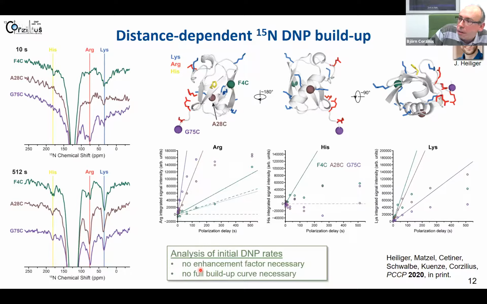And this is an advantage because the enhancement factor always needs the acquisition of an off signal. And the off signal takes a tremendous amount of time. And often it's just not possible. And it's much faster, as we don't have to record the full build-up curve, which I've already mentioned. So we don't have to go into the equilibrium and the full steady state.